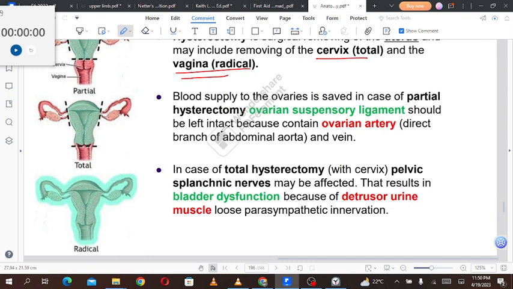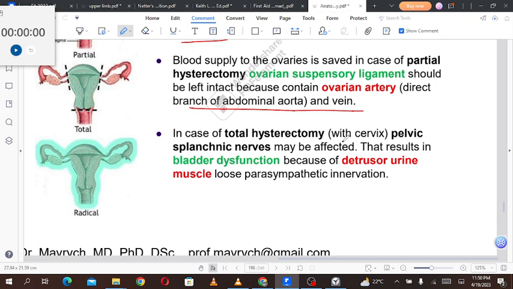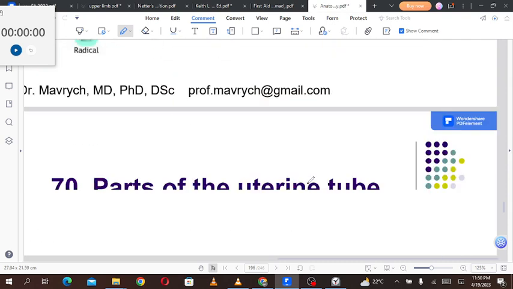The ovarian suspensory ligament should be left intact because it contains the ovarian artery, a direct branch of the abdominal aorta, and veins. In case of total hysterectomy with the cervix, pelvic splanchnic nerves may be affected, resulting in bladder dysfunction because the detrusor urinae muscle loses parasympathetic innervation.